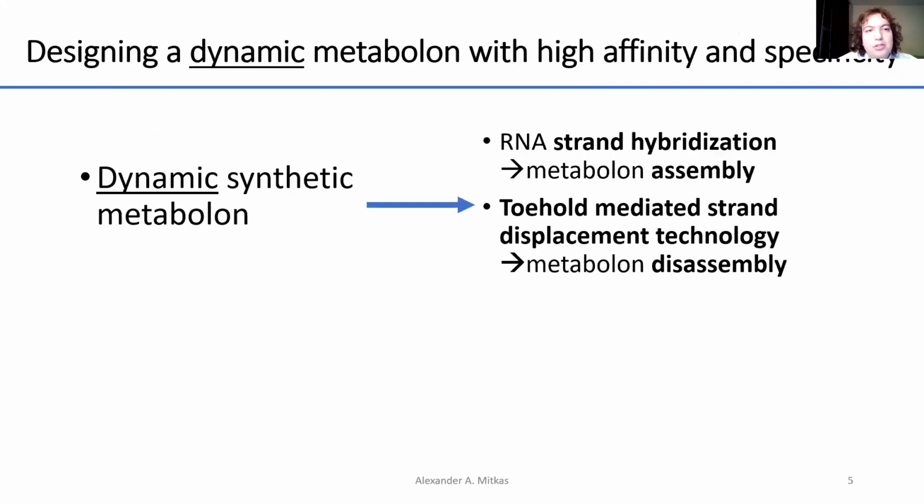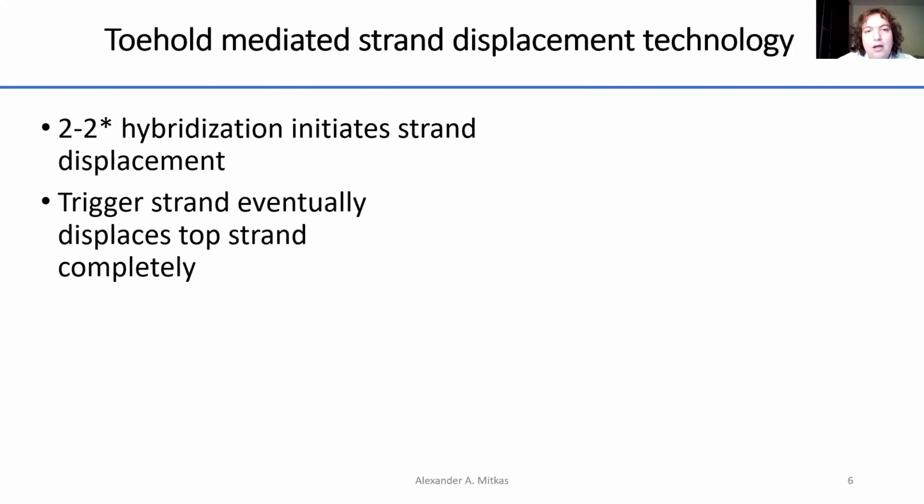So now that we've established that we want a dynamic scaffold, how do we actually achieve that? For our dynamic synthetic metabolon, we propose to use RNA strand hybridization to drive metabolon assembly and toehold-mediated strand displacement technology to drive metabolon disassembly. Just a quick refresher on what toehold-mediated strand displacement is. It's a reaction between three different strands of nucleic acid.